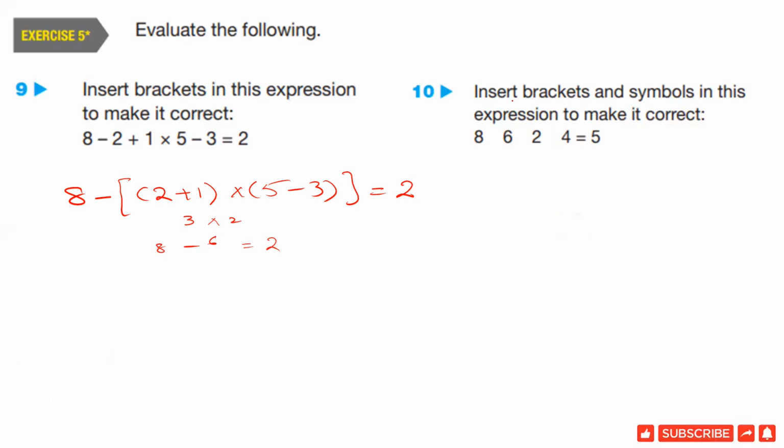Question 10. Insert brackets and symbols in this expression to make it correct. So if I apply 8, 6 times 2 becomes 12, put a bracket over here, minus, and then if I divide it by 4. Let's see what's an answer. 6 times 2 is 12. 8 minus 12 divided by 4. So here 12 divided by 4 is 3. 8 minus 3 becomes 5. So we can write that this is our correct answer.